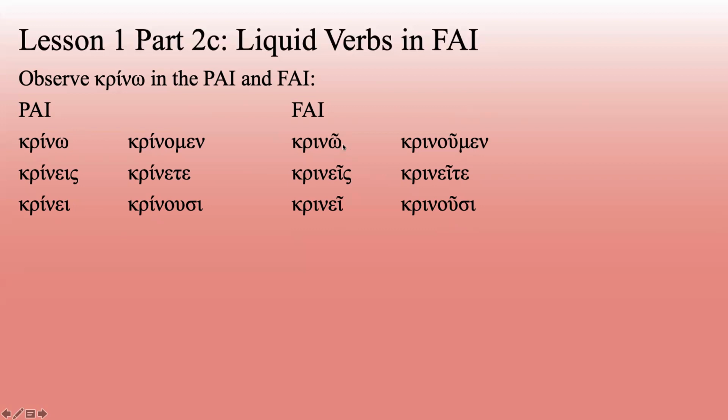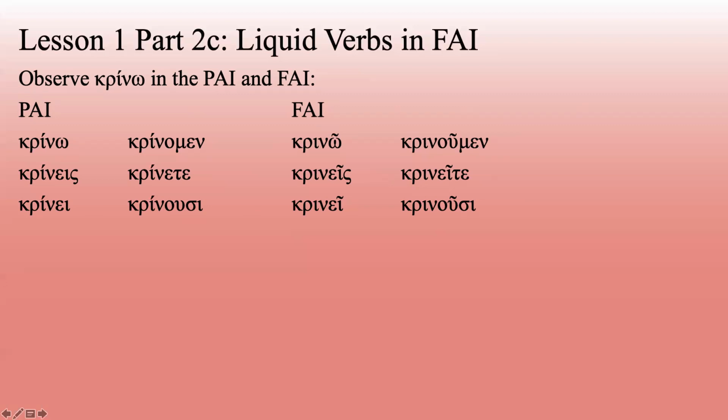Now, there are some other observations we can make here. Krino, krineis, krinei, and krinousi are all 100% identical to the present active indicative, except for the circumflex. Now, again, you haven't been paying attention to accents, and that's fine, but here is where we need to start to pay just a little bit of attention to accents. A general rule of thumb is that a circumflex shows up where something has been omitted, where a letter has dropped out and two letters have come together.